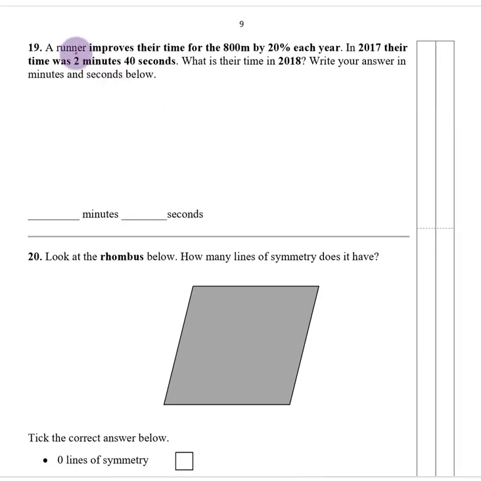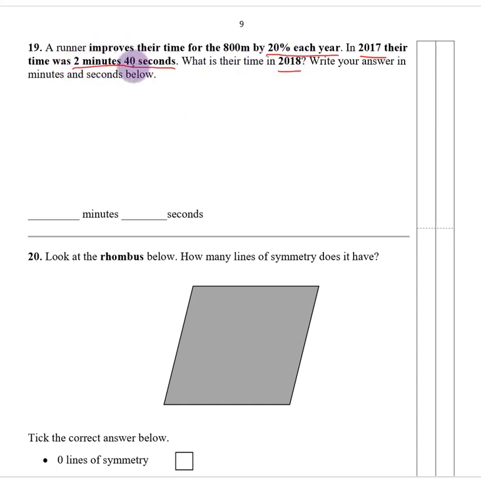Number 19. A runner improves their time for the 800 meters by 20% each year. In 2017, their time was 2 minutes and 40 seconds. What is their time in 2018? This is a tricky question. So I'm going to go through it step by step. So first off, if they improve by 20% each year, we need to take 20% off this time.